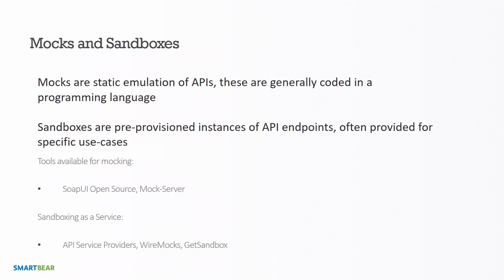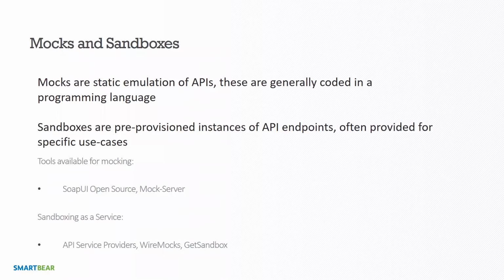And you also have sandboxing, which is essentially a pre-provisioned instance of an API endpoint, provided by a third party. For example, if you're working with a bank, that bank might give you a sandbox that you could use for development and testing. As you can see, these are controlled by third parties, and they are only valid for very specific use cases.